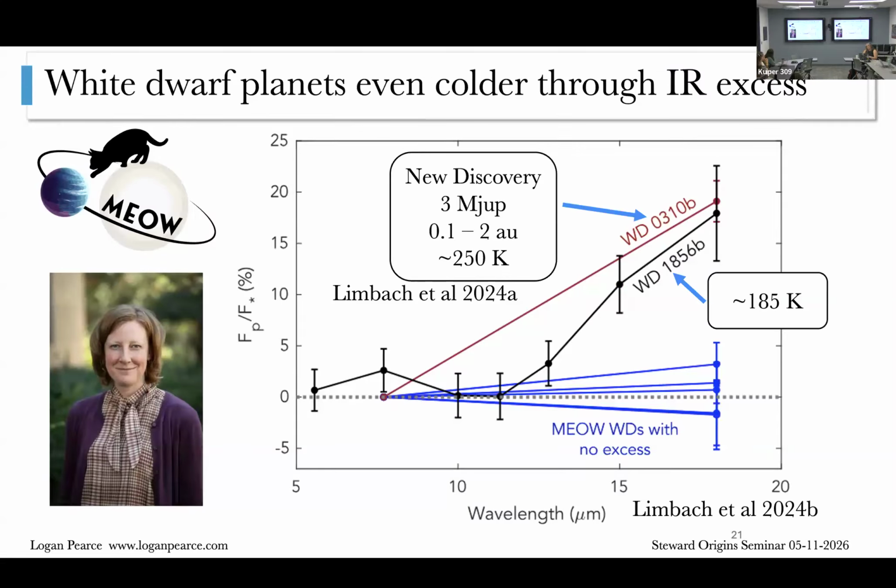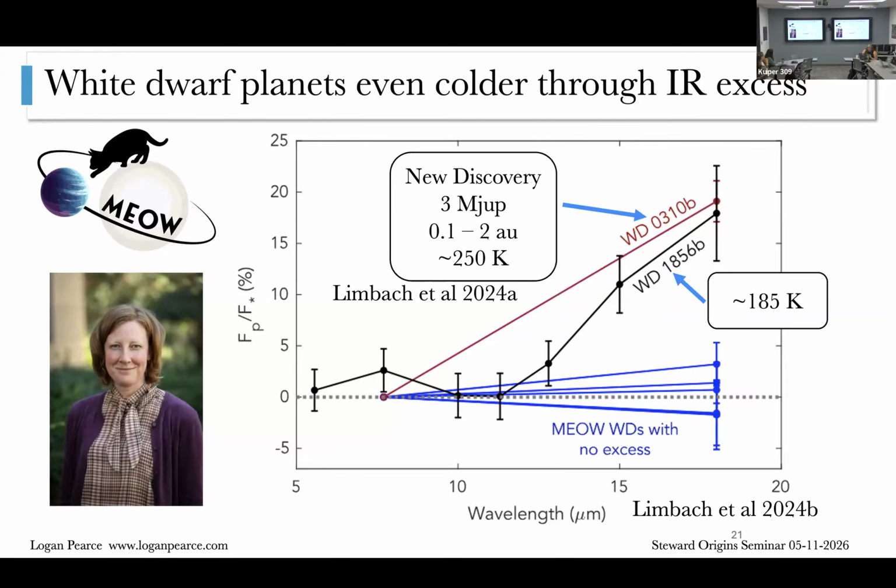Another way to use JWST to access cold planets is through white dwarf planets. White dwarfs are so hot that when you go out to the long wavelengths of MIRI, the contrast between the white dwarf and a planet is like 100 or 1,000. It's like 10 to the minus 2, 10 to the minus 3. So really, really low contrast. And it's such that the planet produces a significant IR excess in these long wavelengths, even if you can't resolve it.